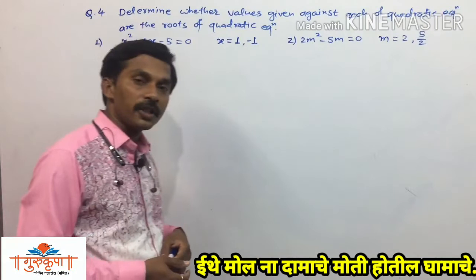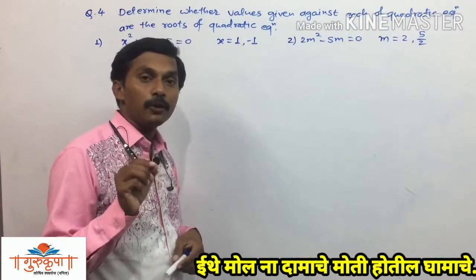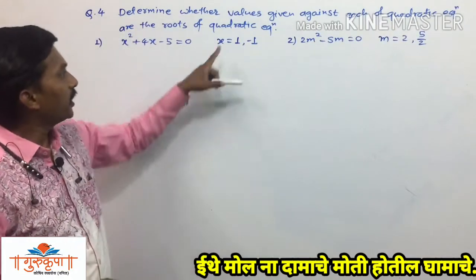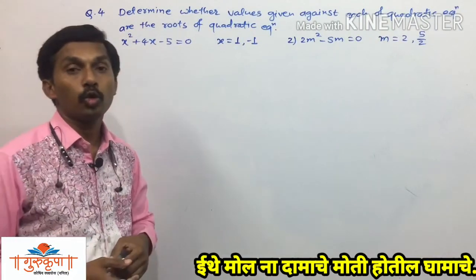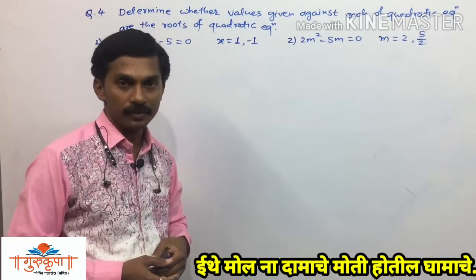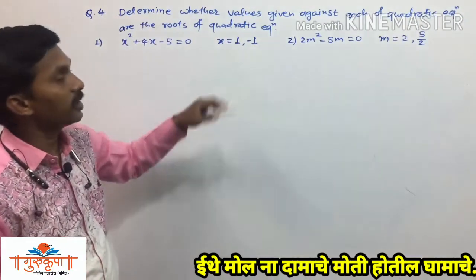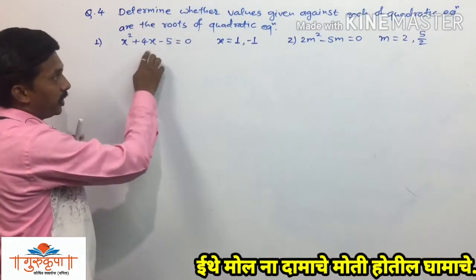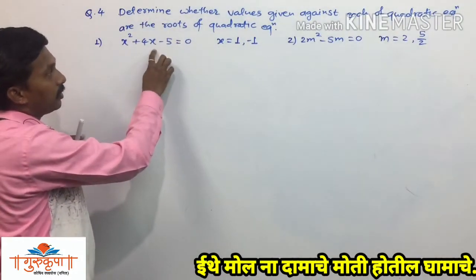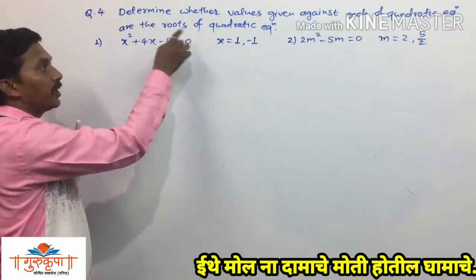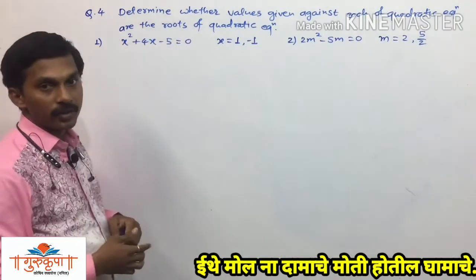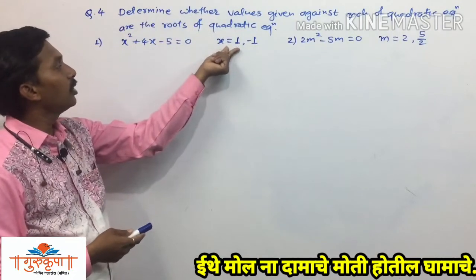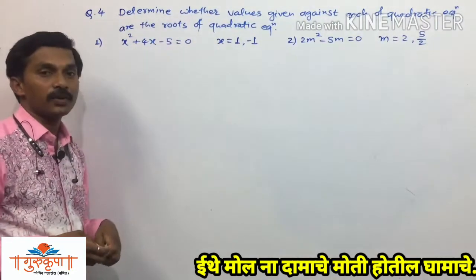And yesterday we studied that if any value of the variable satisfies the given quadratic equation, then that value is said to be root or solution of the quadratic equation. So here we have x is equal to 1. That is a very important thing. We have to determine whether the given value of the variable is the root of the quadratic equation or not, which means we have to check whether this value satisfies the given quadratic equation or not.